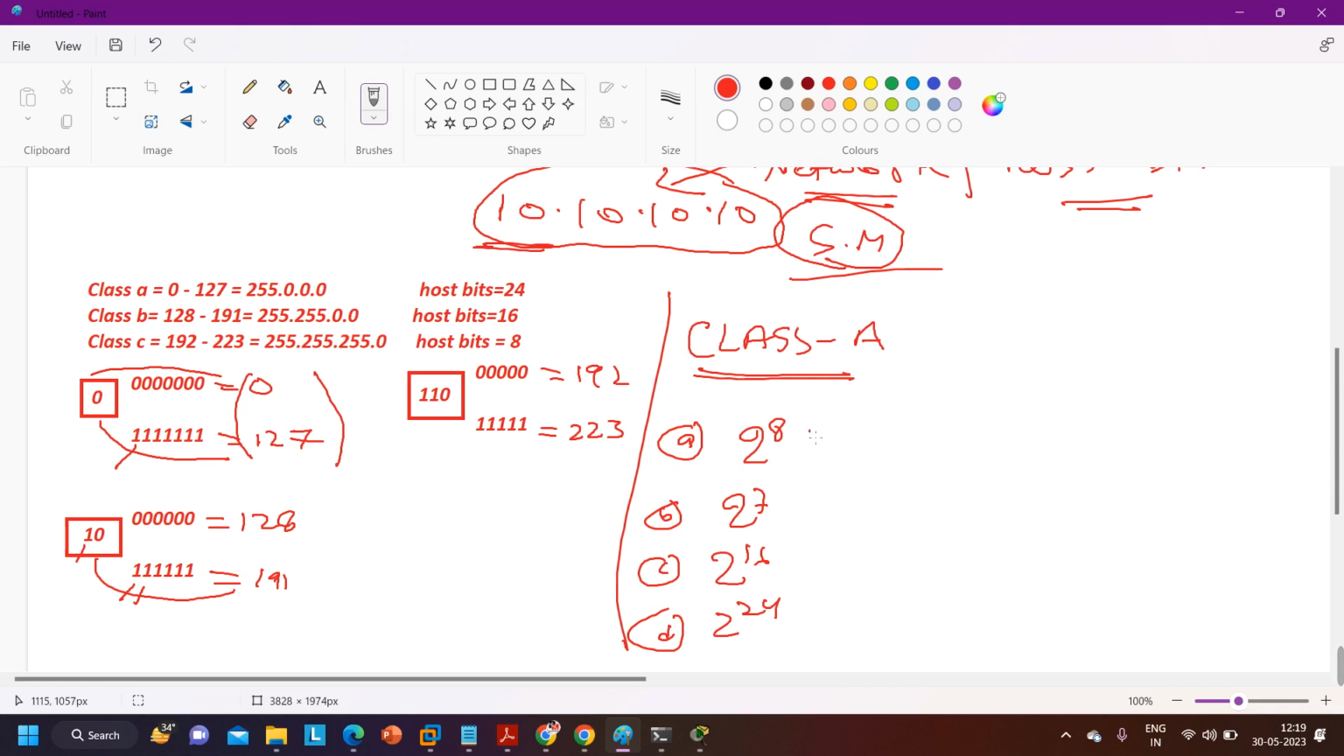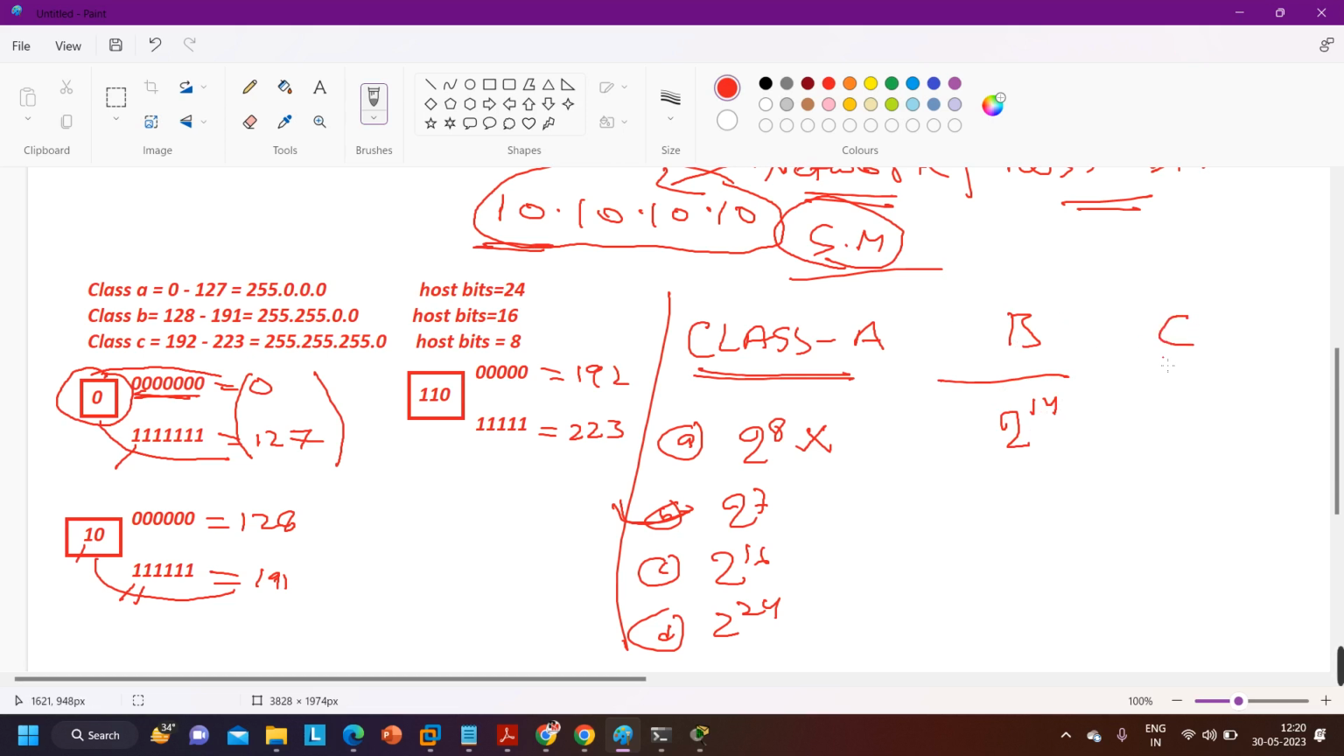Most of the people are saying 2 to the power 8, but this is the wrong answer. You have already reserved 1 bit over here, so you have only 7 free bits. The right answer of this question is 2 to the power 7. In the same way for class B, most of the people say we can design 2 to the power 16 networks, but you can design only 2 to the power 14 networks.